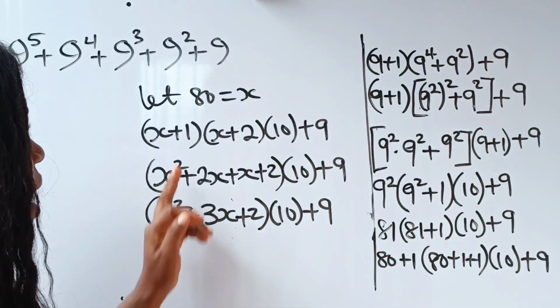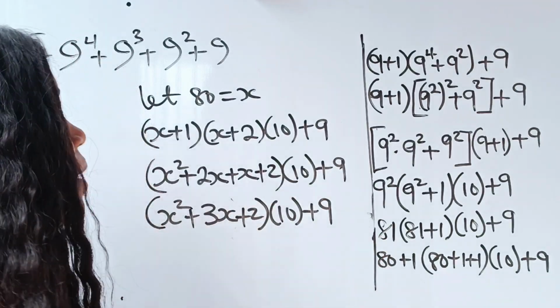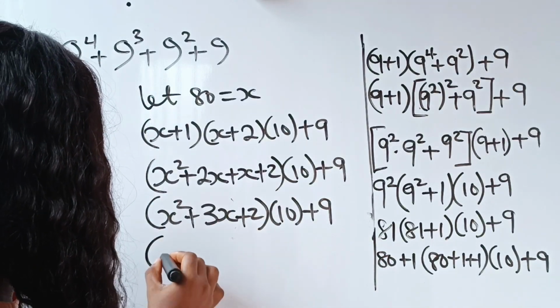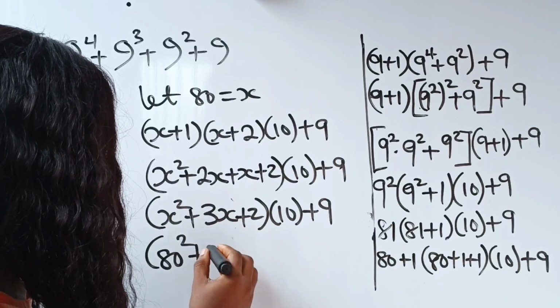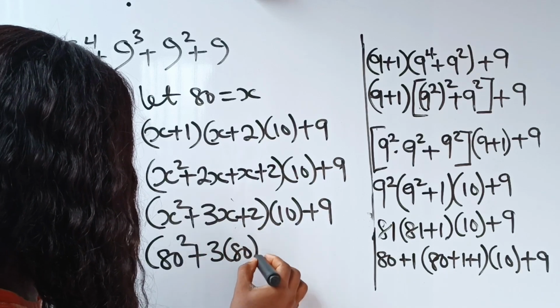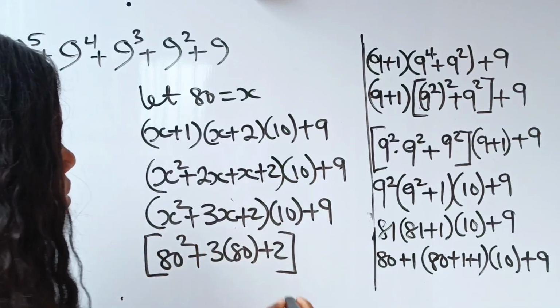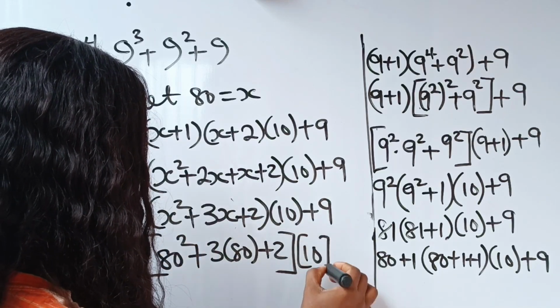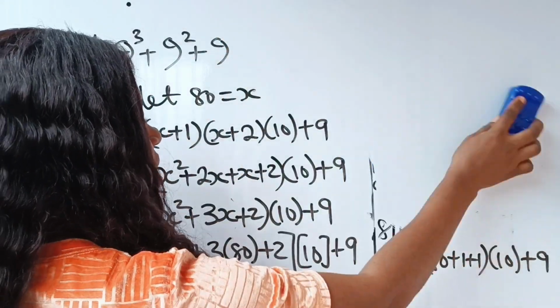Recall that our x is equal to 80. So let's replace it back. If we do that, we have 80 squared plus this 3x becomes 3 multiplied by 80, plus 2. Now multiplied by 10 plus 9. Interesting, right?